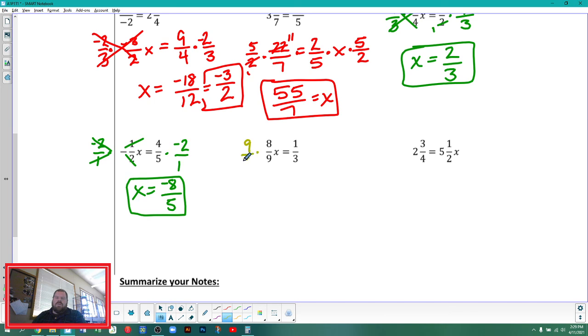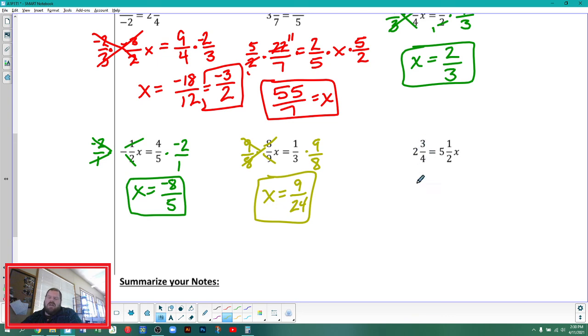Multiply by the reciprocal. Eights cancel, 9's cancel. x is equal to 1 times 9 is 9. 3 times 8 is 24. And that one's done. See, these ones are nice. Those ones where we had some negatives involved, those ones are a little tougher.